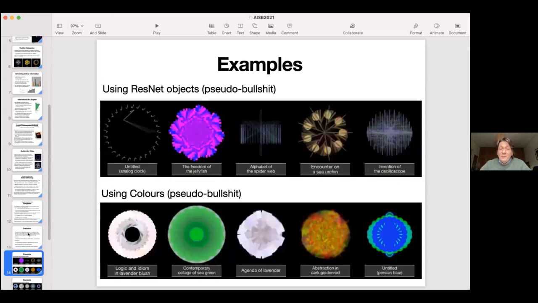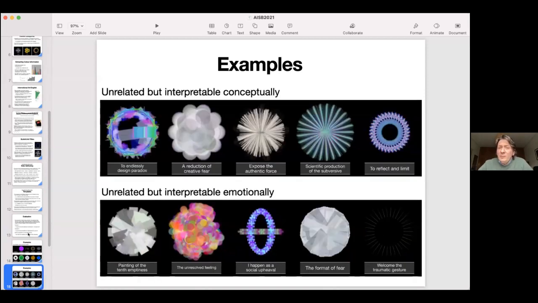Here are some examples using ResNet objects. So invention of the oscilloscope, the freedom of the jellyfish. These all look a little bit like the thing that ResNet thinks is in there. And there's some grammatical changes I would like to do, like encounter on a sea urchin will probably be better as encounter with a sea urchin. And there's ones using color down there, contemporary collage of sea green, abstraction in dark goldenrod. These are nice titles that reflect the color in the images.